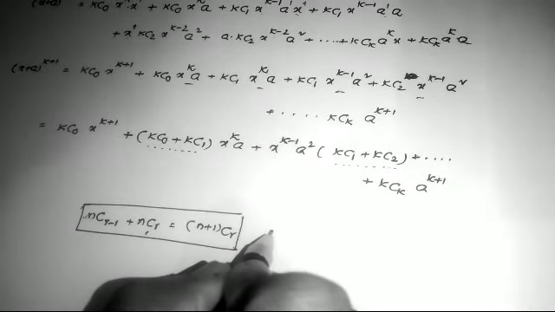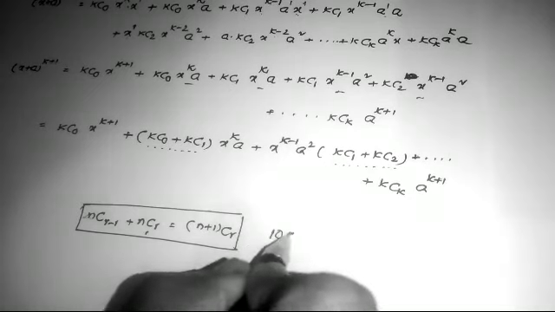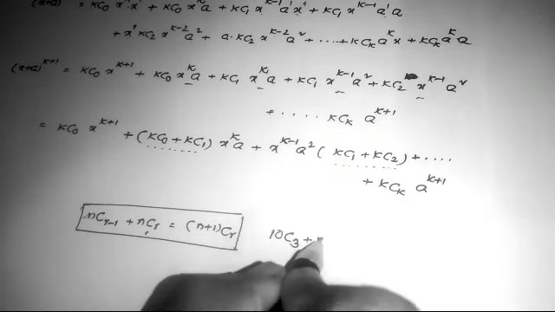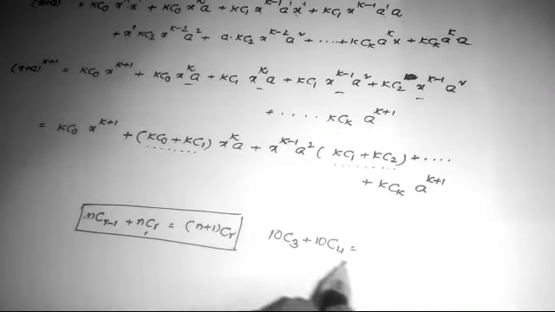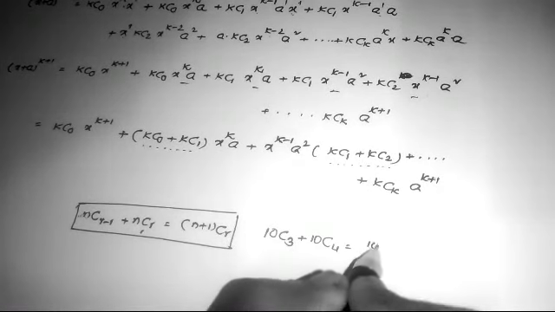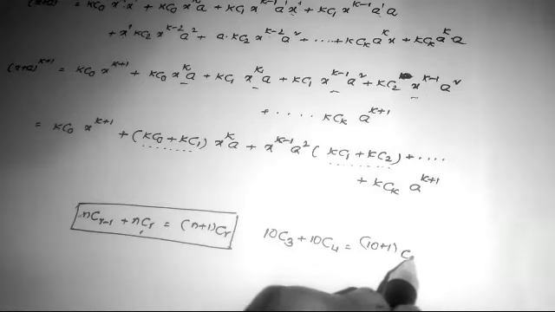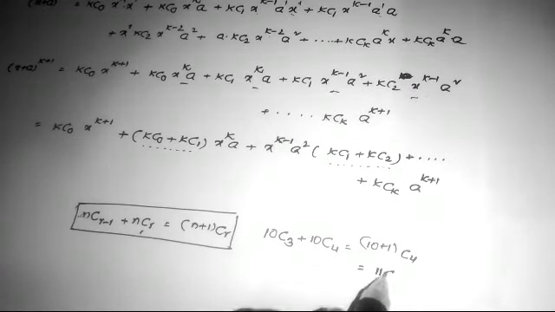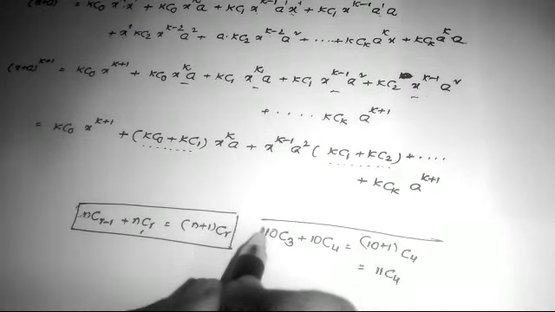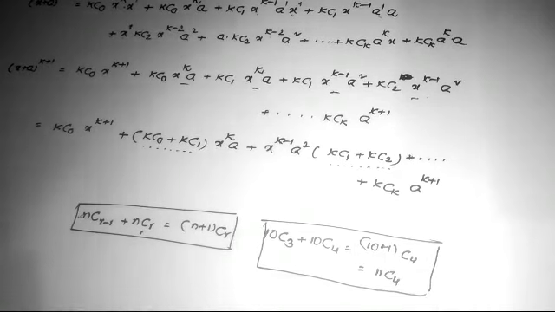Take one example here. What is the answer for 10C3 plus 10C4? Take the value 10 plus 1 in the answer. Between 3 and 4, what is the maximum value? 4. So the answer is equal to 11C4. This is the very important formula.